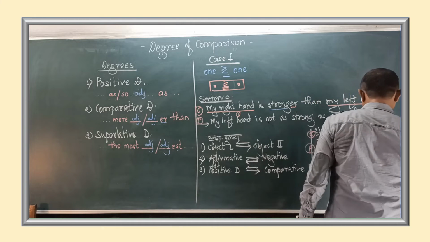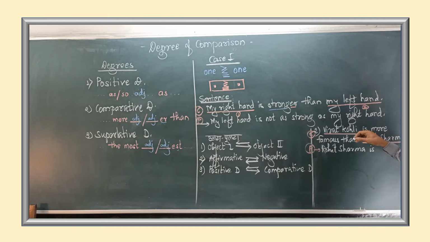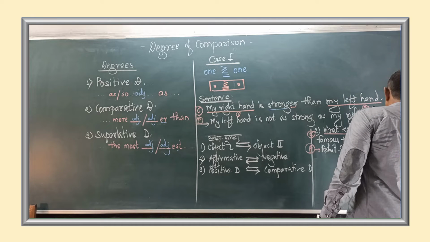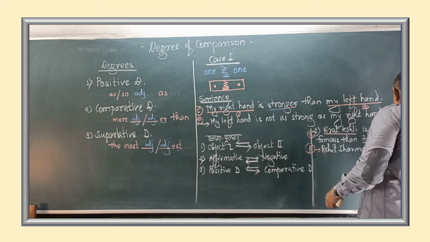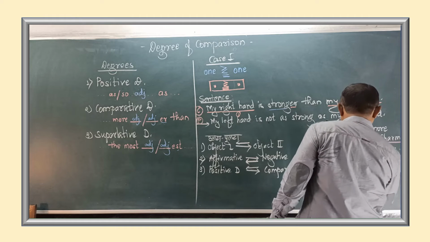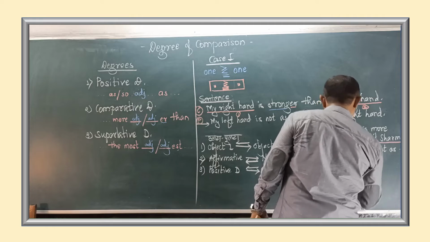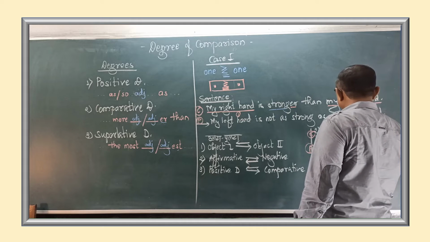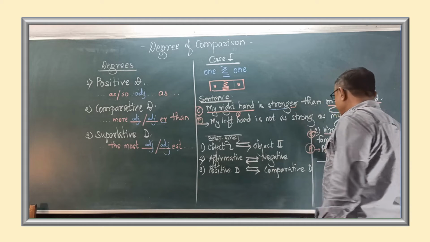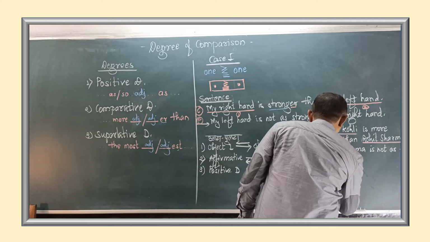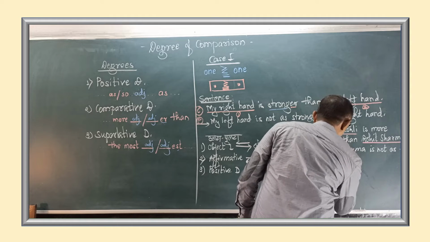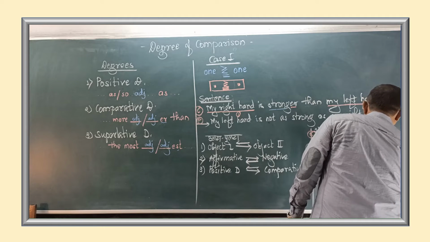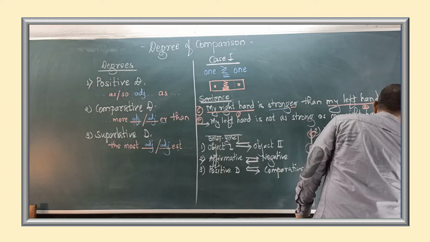Rohit Sharma is... here once again, an affirmative sentence was given to you. It is not a comparative degree, so we use the positive degree structure. Here this place is reserved for the adjective. What was the adjective here? More famous. For the positive degree, only famous will work. Rohit Sharma is not as famous as Virat Kohli.